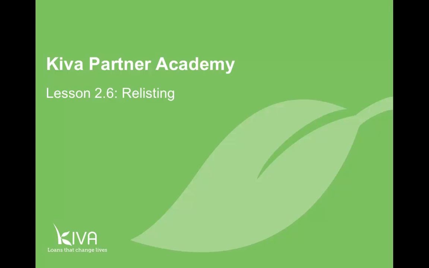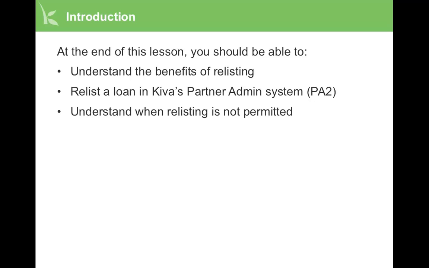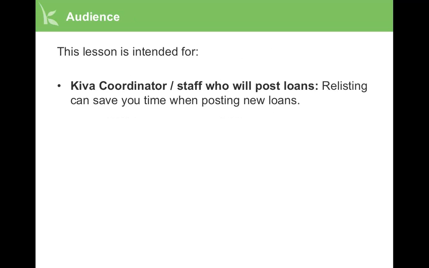In this lesson, we will learn how to relist a borrower that has been posted to Kiva before. At the end of this lesson, you should be able to understand the benefits of relisting, relist a loan in Kiva's Partner Admin System, PA2, and understand when relisting is not permitted. This lesson is intended for the Kiva coordinator and any other staff who will post loans. Relisting can save you time when posting new loans.